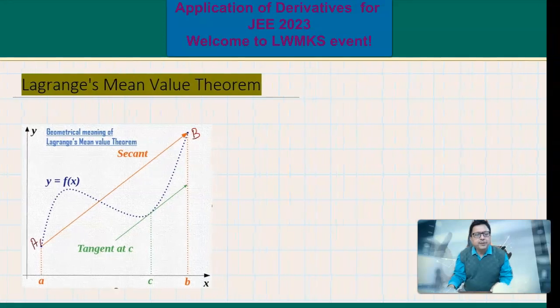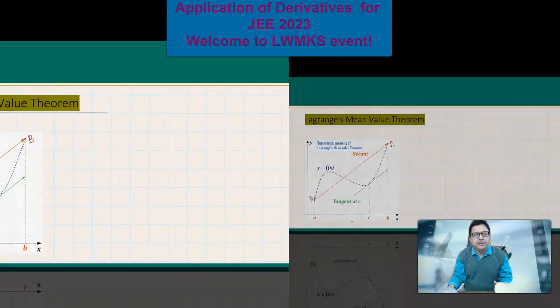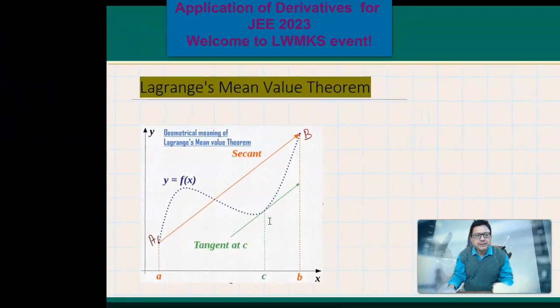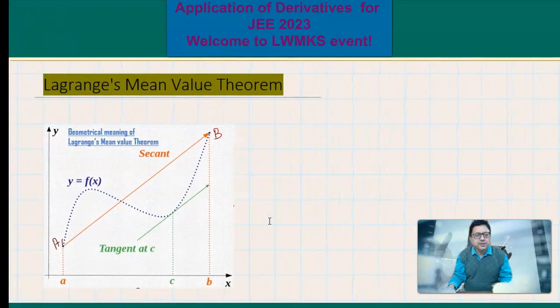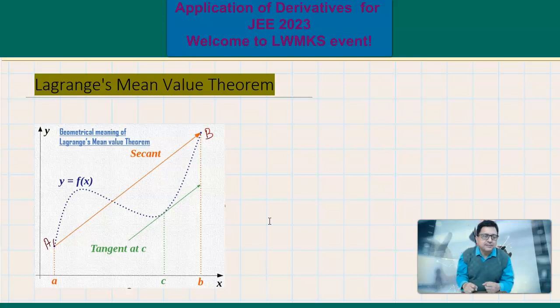Everyone, in today's class I'll be discussing Lagrange's mean value theorem, which is a continuation of the application of derivative which we have started with Rolle's theorem. In Rolle's theorem you have taken the continuity part of the function, differentiability, and then you have assumed that at the extreme points functional values are equal. Then there will be a point, at least one point, where the tangent will be parallel to the x-axis.